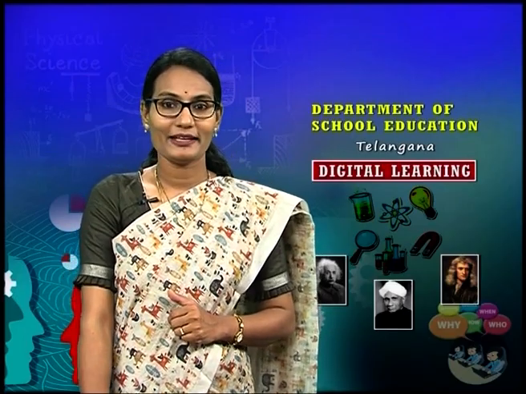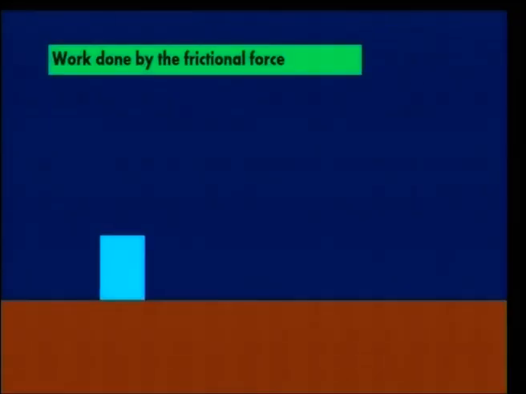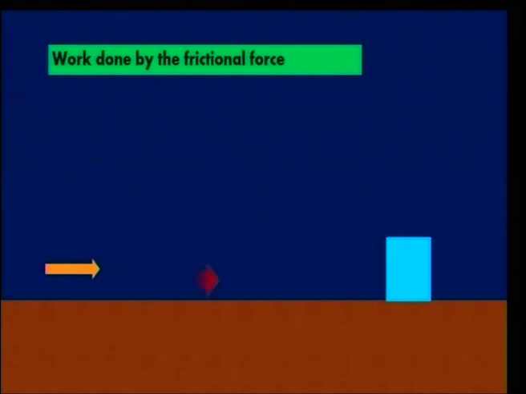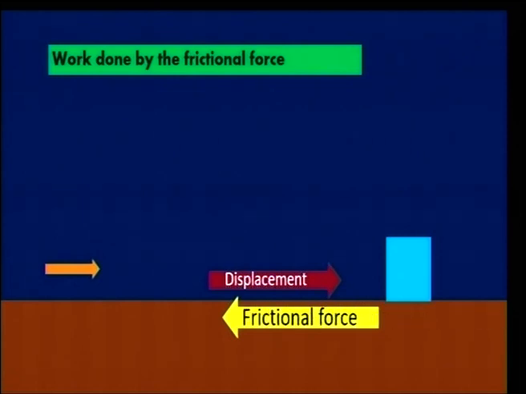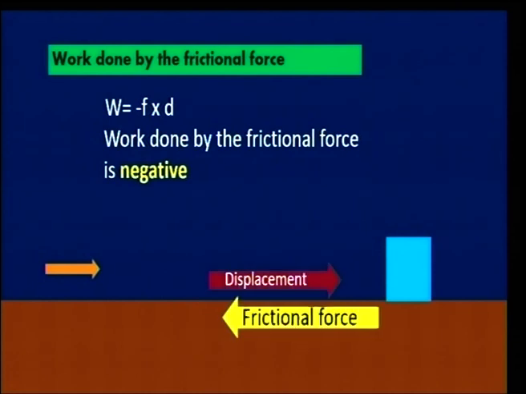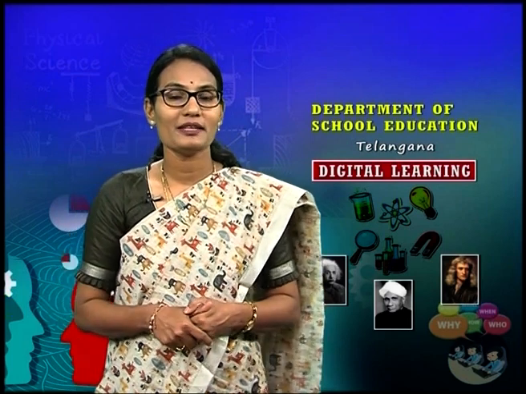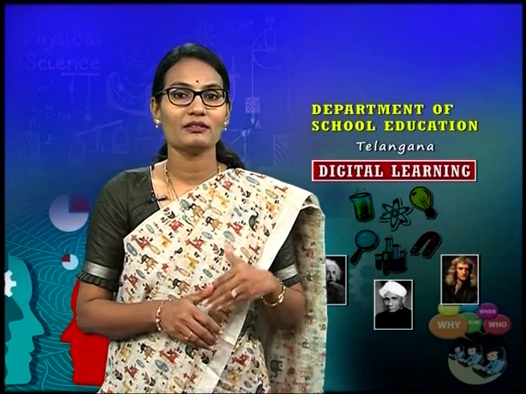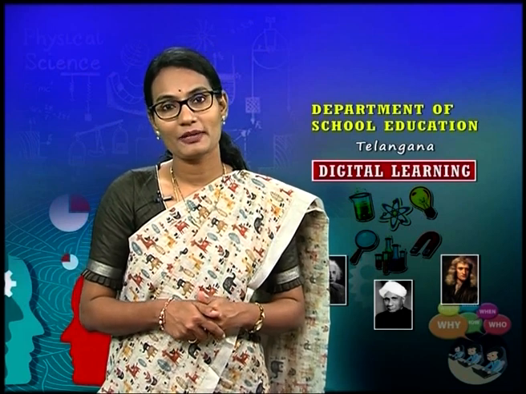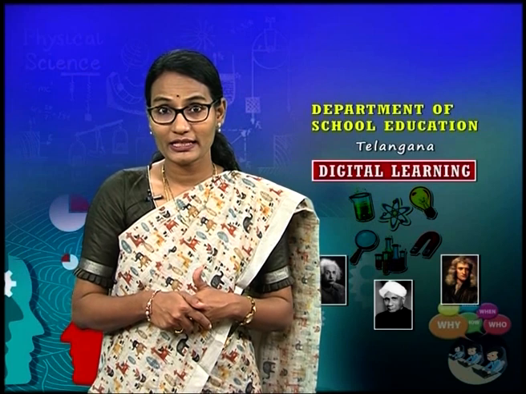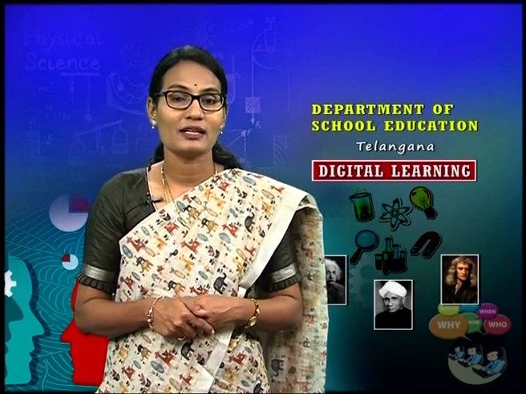So observe this, children. Here the block is kept on the table and a push is given to this block. The block is displaced. Here the displacement is in this direction, but the frictional force, which is always opposite to the motion of the object, is opposite to the displacement. The work done by the frictional force is negative in this case, children. Okay, children? So whenever the displacement and force are in the same direction, the work done is positive. Whenever the displacement and force are in opposite direction, then the work done by that force is negative.